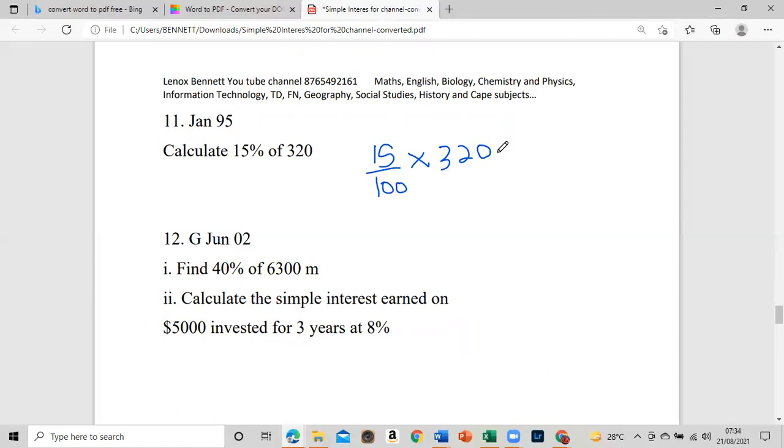So 15% of 320 is 48. Oh, they never put any money. Sorry guys, this was just 48, if we use dollars, you know. So 15% would be 48. Oh God, this is too simple. I think they're getting simpler and simpler.